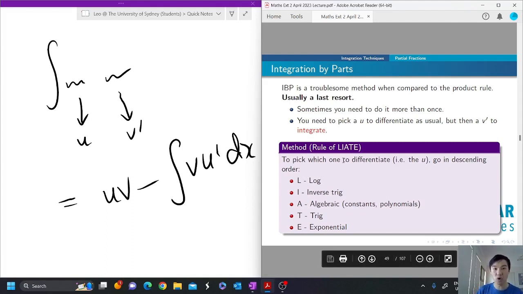So if you have a logarithmic function somewhere in the integral, you want to prioritize giving that one to be u. This is the priority list. Second is inverse trig. Third is algebra stuff, so constants or polynomials. Then it's trig, and lastly it's exponentials. So you want to keep LIATE in mind when deciding which one is u.